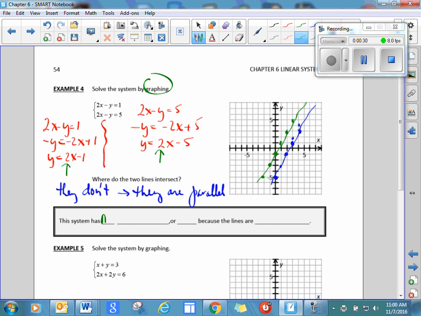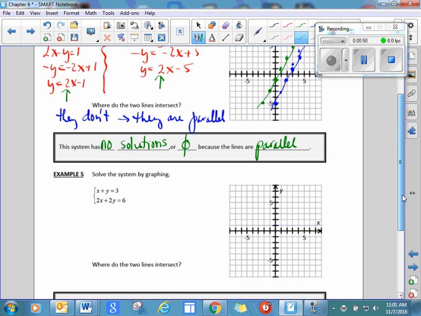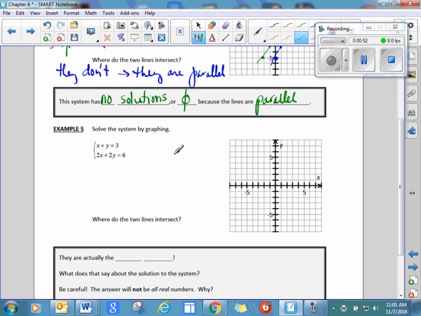This system has no solutions. We can write that with the null set symbol if we want, because the lines are parallel. And we know they're parallel because we ended up seeing that their slopes were the same, indicated by those arrows. Let's go down and do example 5.